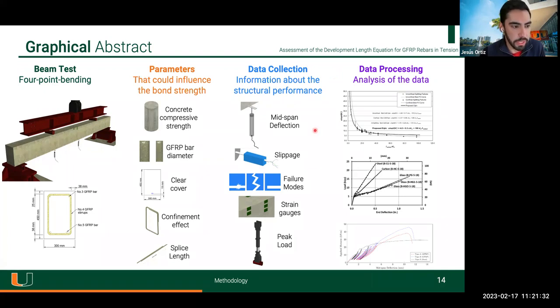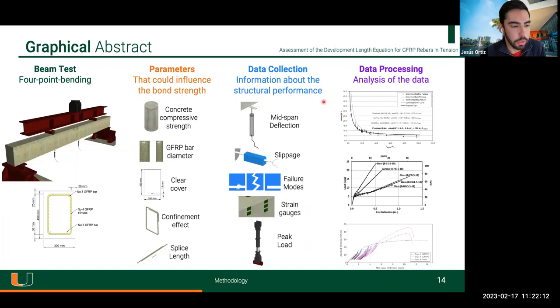We are collecting information about the structural performance. We have LVDTs to measure the mid-span deflection and deflection at different points. We have some potentiometers installed inside the rebar. I'll show you how we did that. Of course, we are classifying the different failure modes that I already showed you: splitting, slippage or pull-out failures, rupture, concrete crushing. We also have strain gauges on the surface of the concrete and inside the rebars, and of course the load that we are applying and recording.